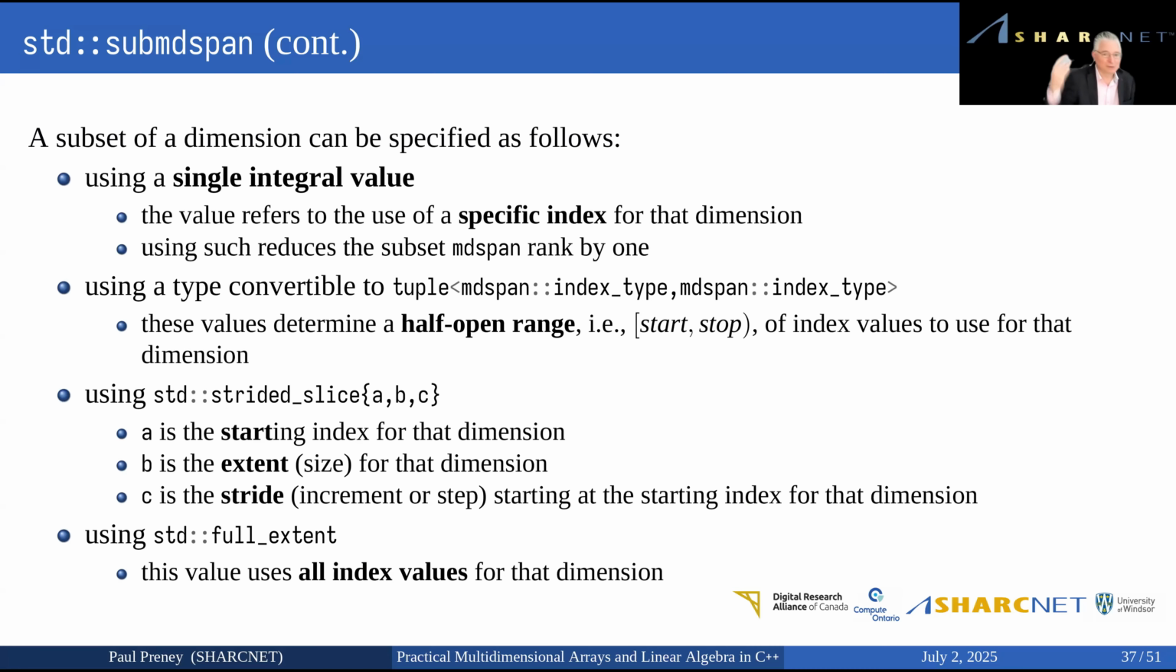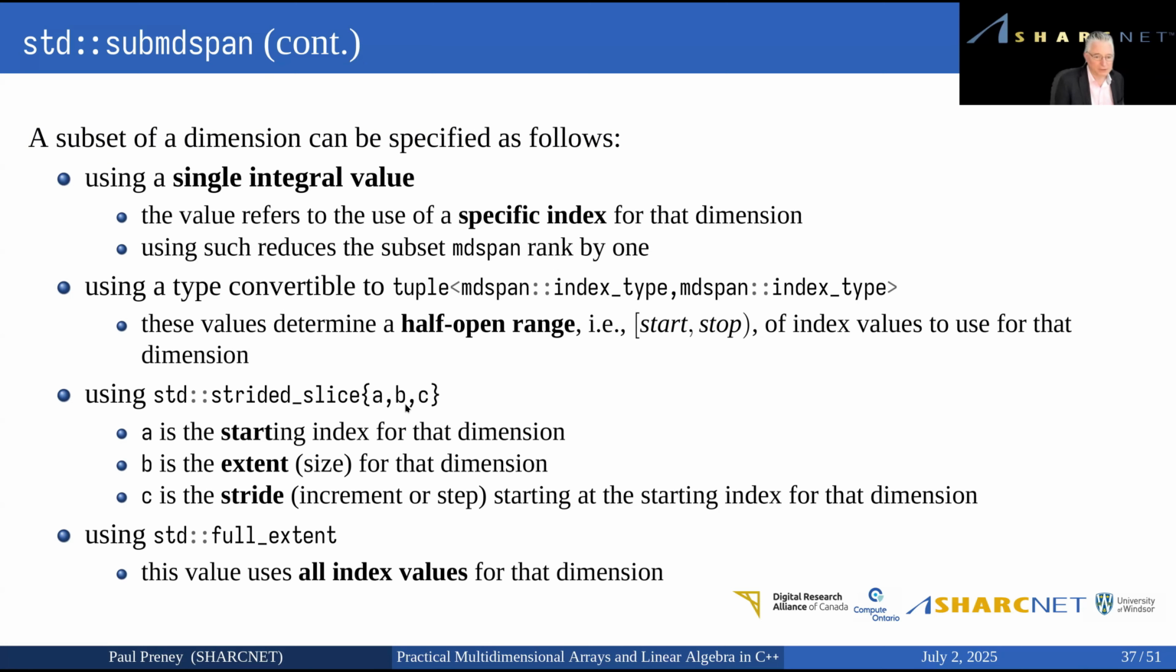So how can you do all these slices? Well, you can pass in an integral value. You saw that. I showed you how I could get a row or a column of a matrix. Or of an mdspan, but really they're all matrices and vectors and points and stuff like that. Okay, I can have a type convertible to a tuple, of mdspan index type. If you have more than one dimension, then just a tuple of the number of dimensions. Okay, it's half open. So you go start, stop.